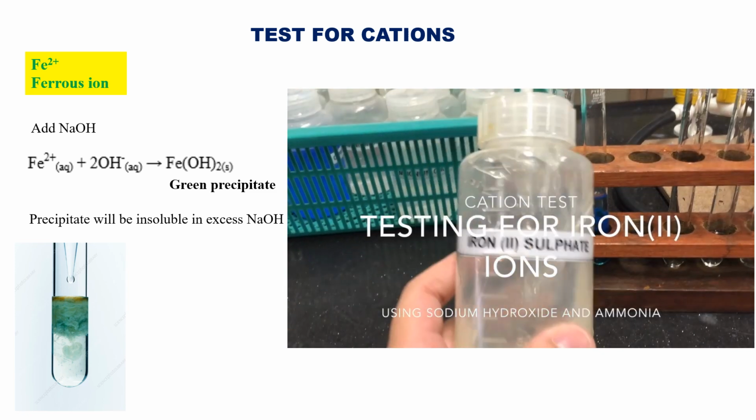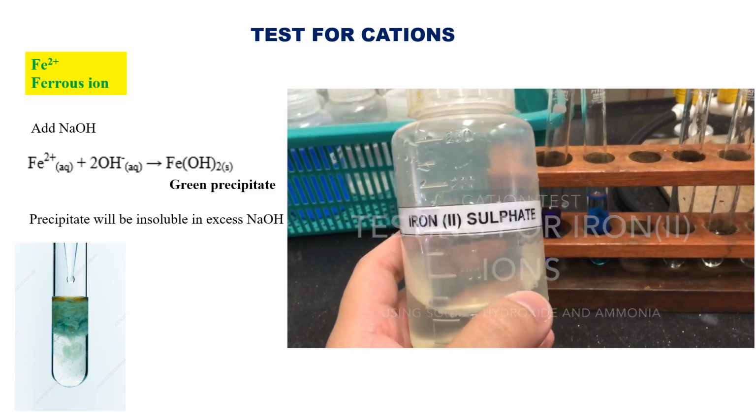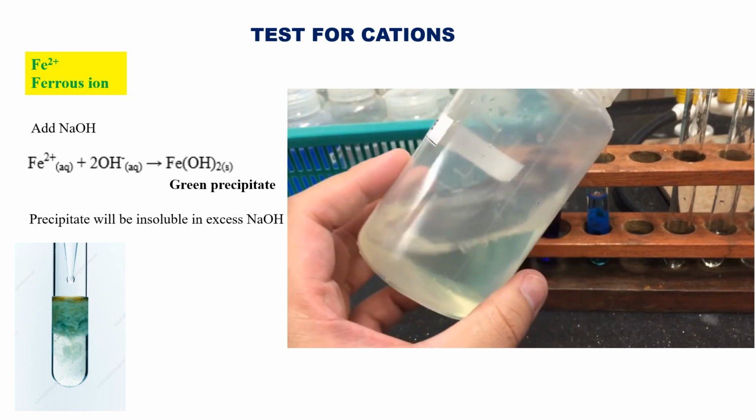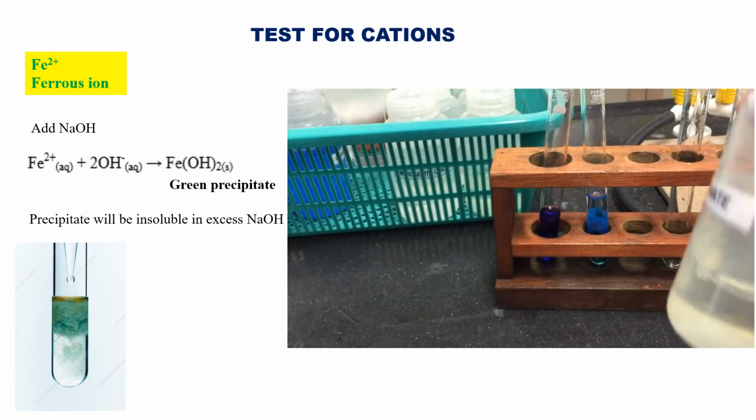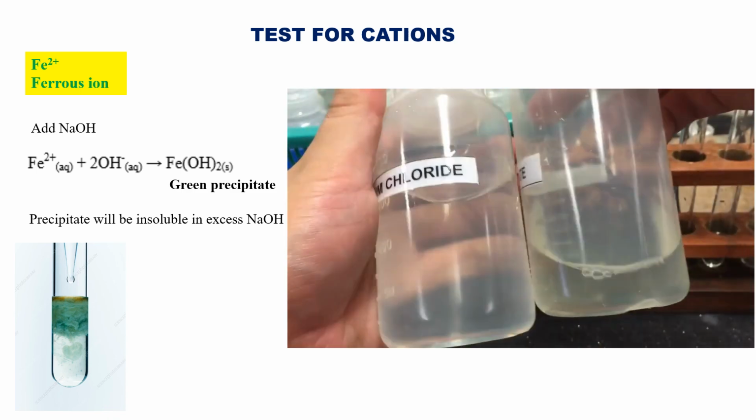Solutions containing iron(II) ion are typically pale green in color. Compare this iron(II) sulfate solution to a colorless solution like that of aluminum chloride.